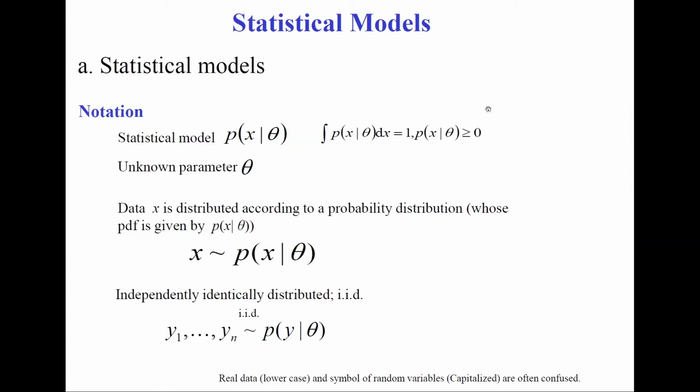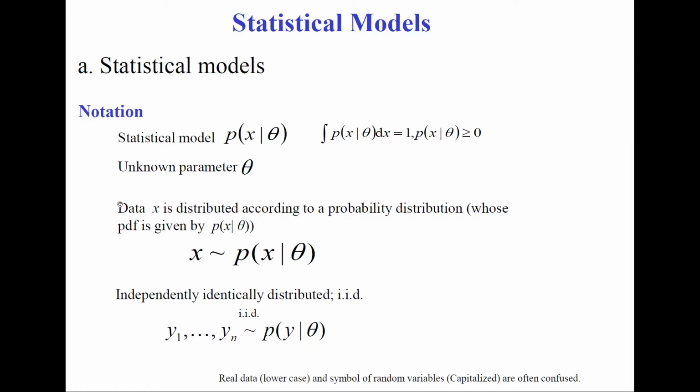Okay, first we see some notations. First of all, we introduce a statistical model. A statistical model is a parametric family of probability densities or probability distributions, which is denoted by, in this talk, P of x given theta. Theta is an unknown parameter and specifies a certain probability density. So the integral over the data space x is equal to 1 and P of x is always non-negative.